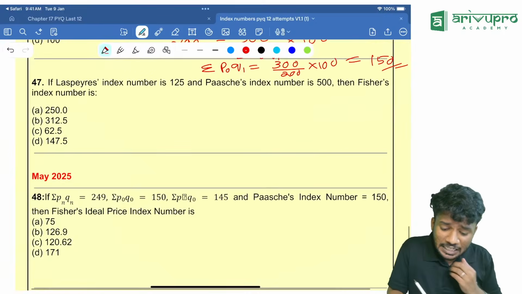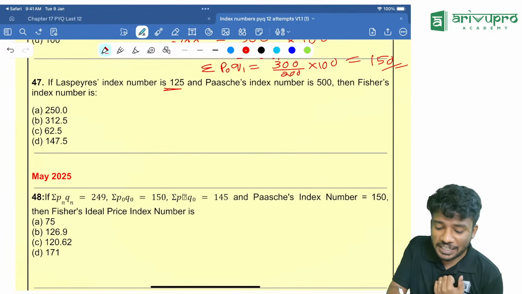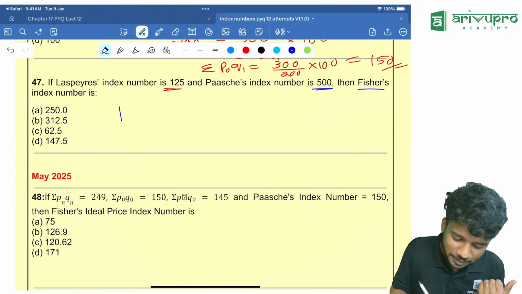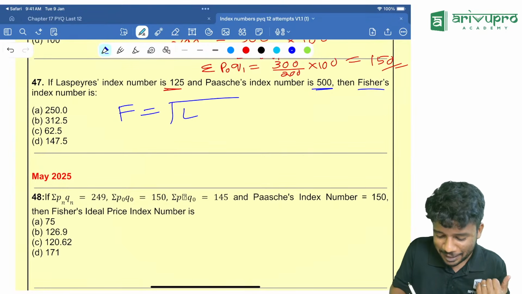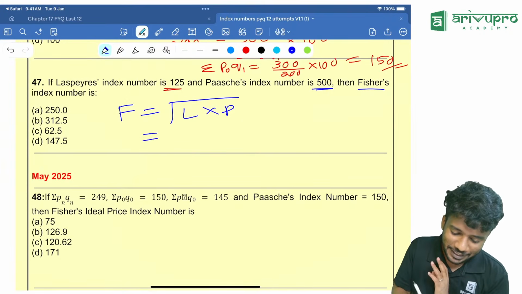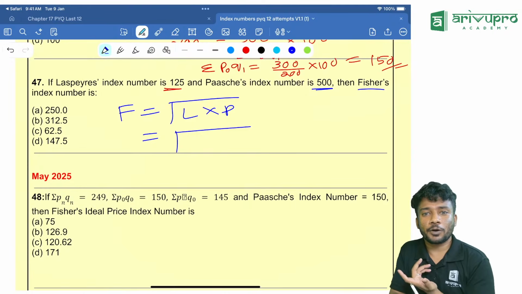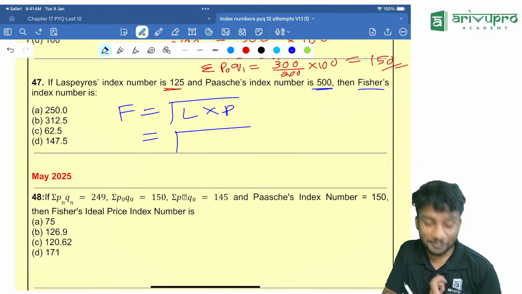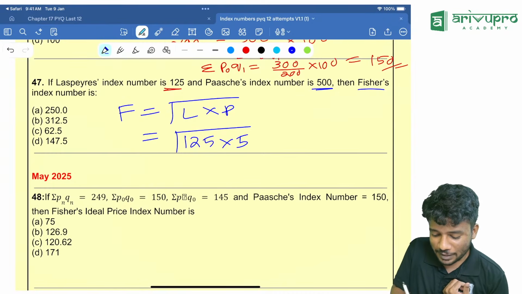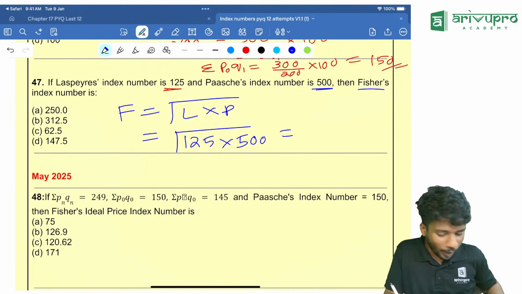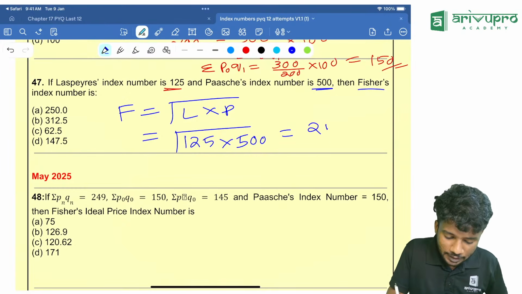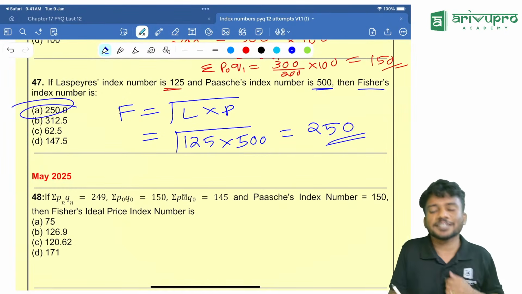If the Laspeyres index number is 125 and the Paasche index number is 500, then what is Fisher's index number? People, are you getting the deja vu? Again and again it is getting repeated. Fisher's is the square root of the product of Laspeyres and Paasche, the geometric mean. Laspeyres is 125, Paasche is 500. Take your calculator: 125 into 500, then click root. You get 250. Option A is your answer.